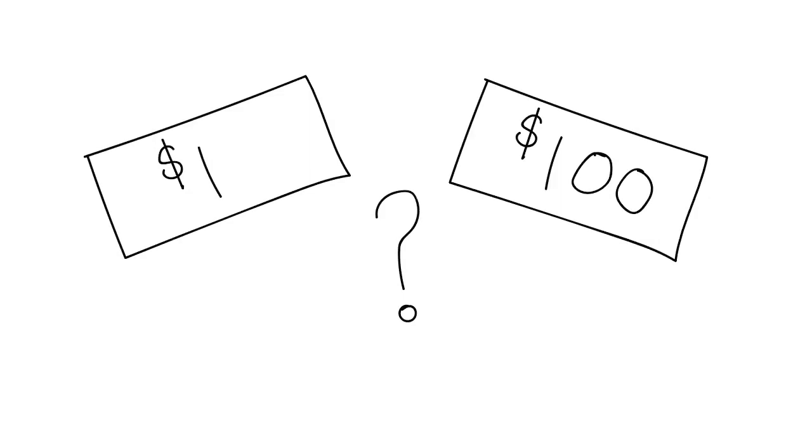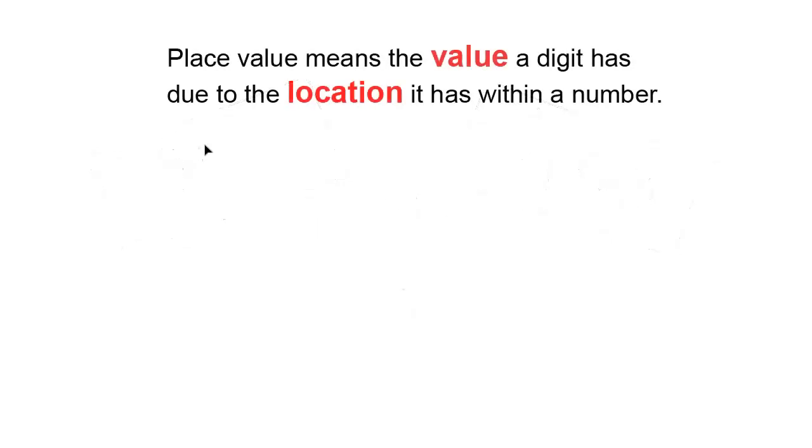Place value is a very important concept because without it we wouldn't understand the value of different numbers. For example, we wouldn't understand the difference between $1 or $100. Both would seem to be worth about the same because both have a 1 in them. Place value means the value that a digit has due to the location it has within a number.